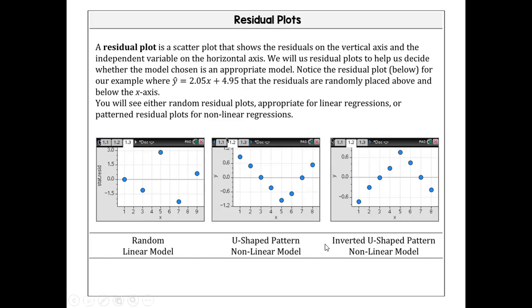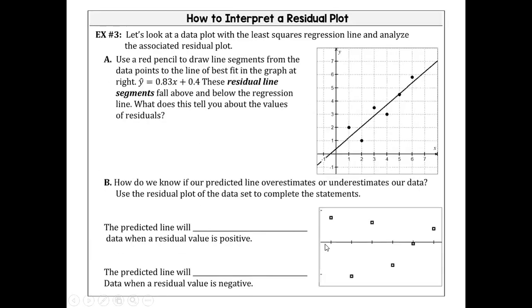All right. So we're going to keep going. On to example 3. We're going to look at this data plot and look at the least squares regression line, and analyze the associated residual plot. What we're going to do is analyze whether the points are above or below. So this is the regression line that it says best models this, right?